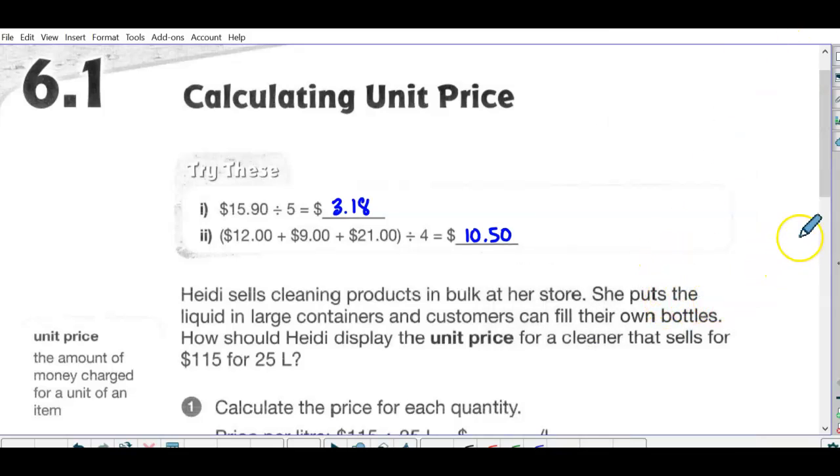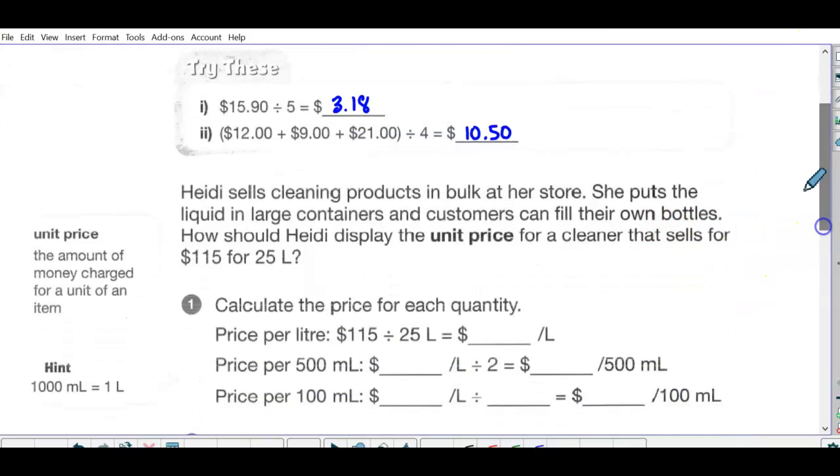So Heidi's selling cleaning products in bulk. She puts the liquid in large containers and customers can fill their own bottles. How should Heidi display the unit price for a cleaner that sells for $115 for 25 liters? So what are the options that she could show? Because most people aren't going to buy 25 liters of cleaning solution for just themselves. Maybe their business, but not just for yourself.